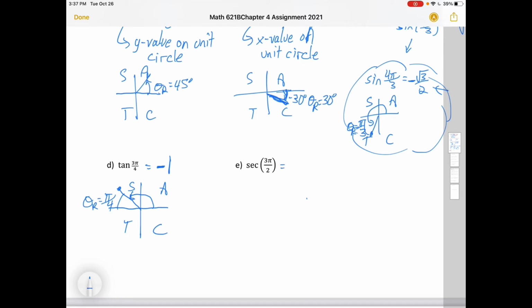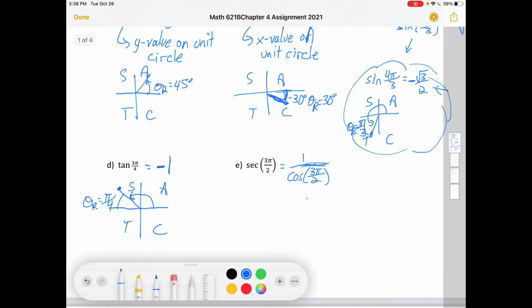Lastly, secant means 1 over the cosine. And again, we don't flip the angle. We just flip the whole ratio. So that comes from the idea that secant theta has this definition. It's 1 over cos theta. The angle's not changing here. So now I can go and figure out what the cosine of 3 pi over 2 is.